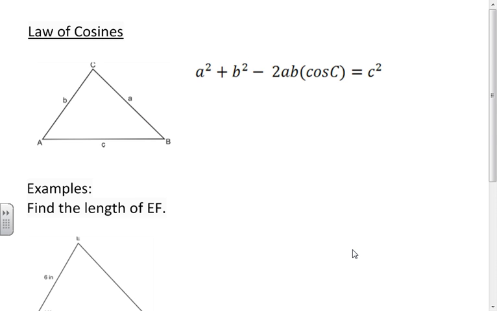Now the law of cosines is another option. The law of cosines looks a little bit more complicated, but you can't always use the law of sines. If you're not given enough information to fill in 3 of those 4 ratios, you have to go to something different. I prefer to think about the law of cosines this way. c squared is equal to a squared plus b squared minus 2ab cosine of c.